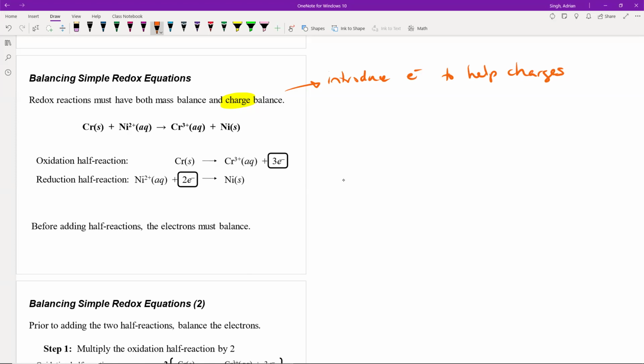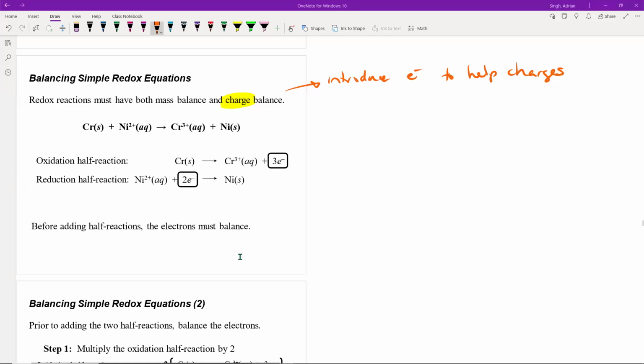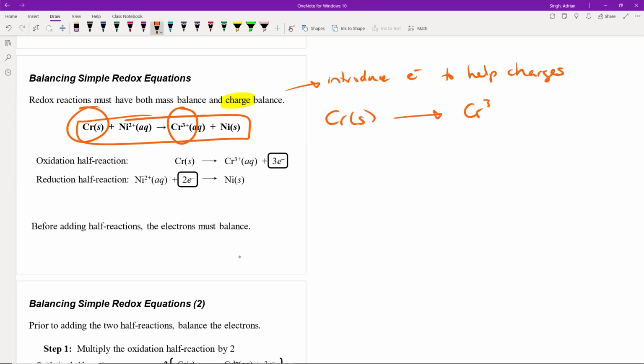So the first thing that we want to do is write out the half reactions for the process. Okay, so in this example, we have chromium and nickel 2+, it gives chromium 3+ and nickel, right? So you're going to separate it, compare the things on either side. So I have chromium solid forming Cr3+. So that's an oxidation reaction, which means electrons are lost. How many electrons do I need to lose to go from a charge of 0 to a 3+? I need to lose 3 electrons.